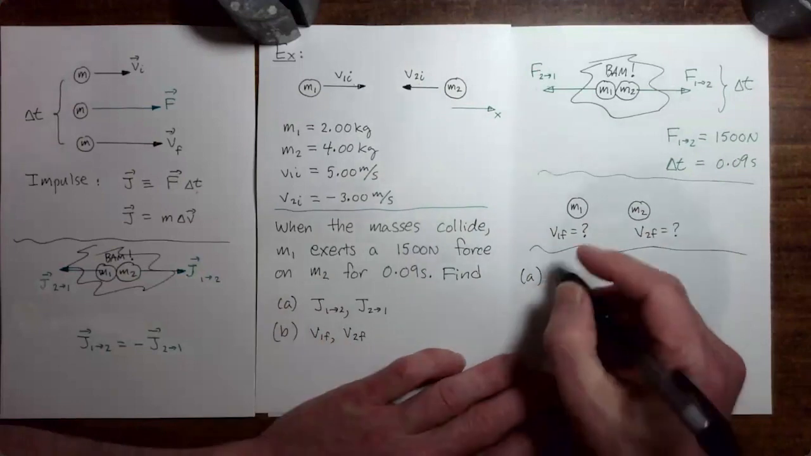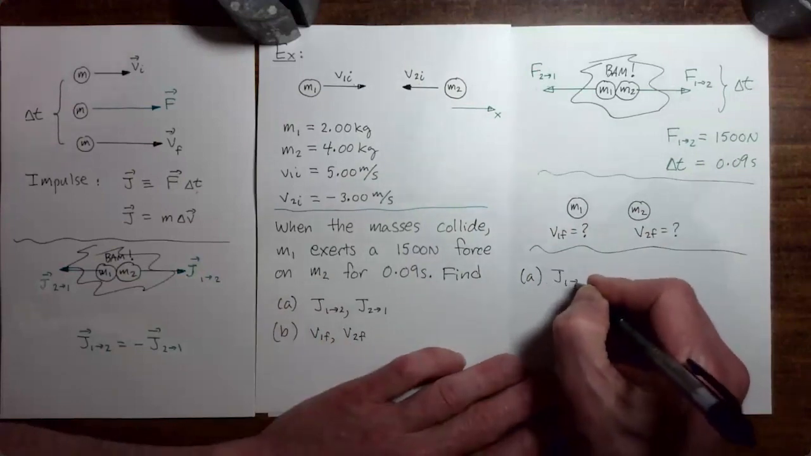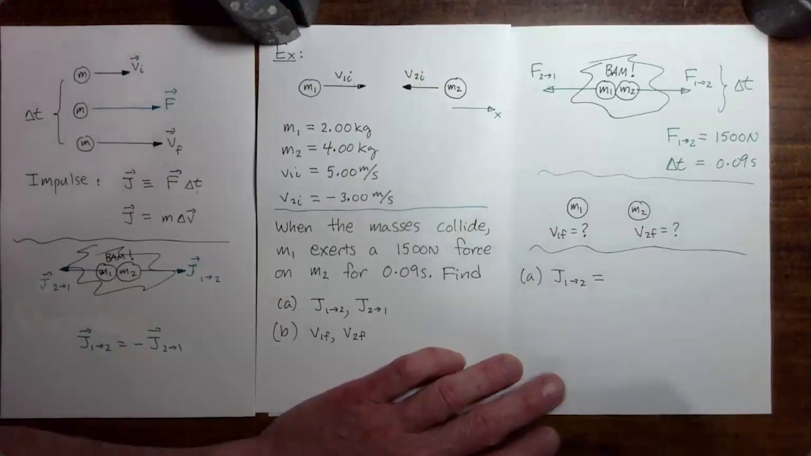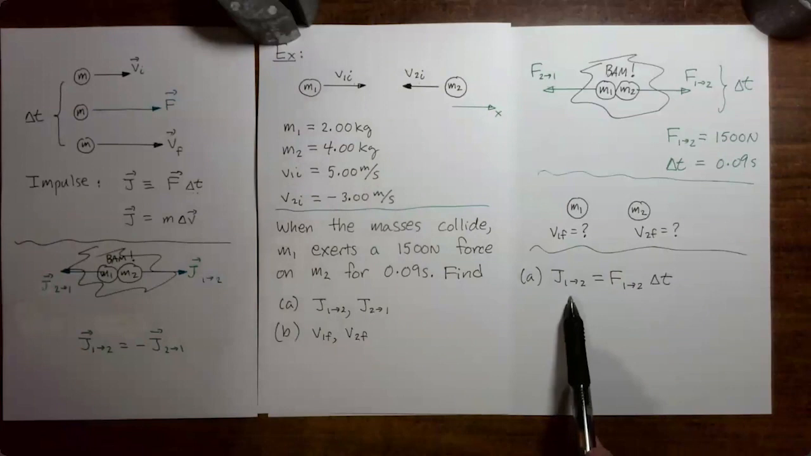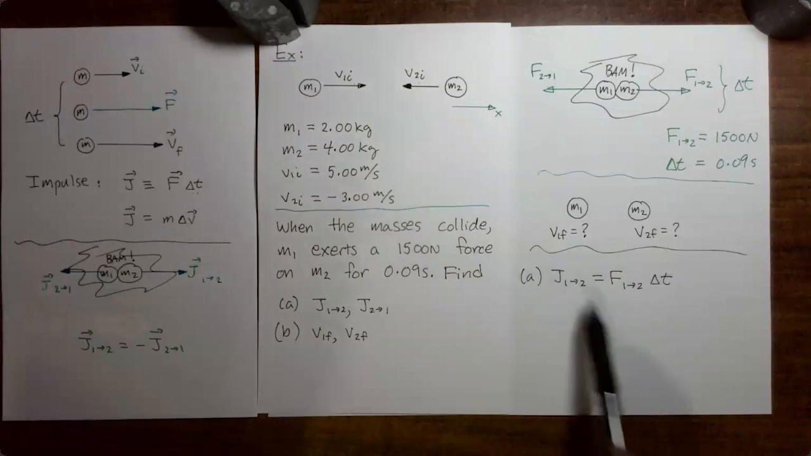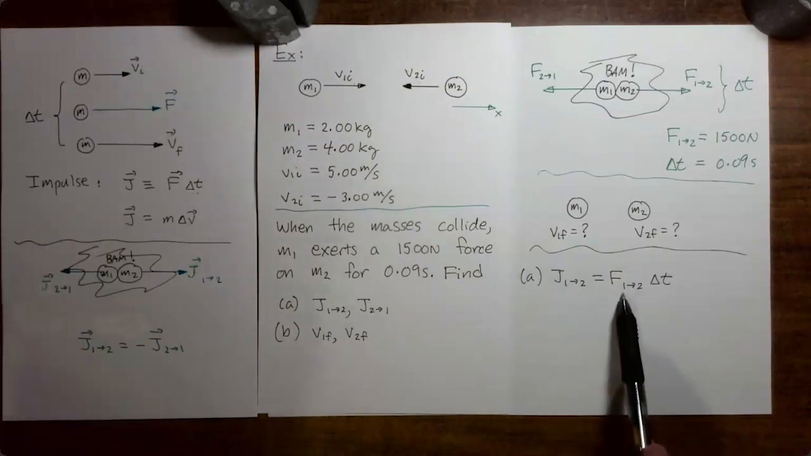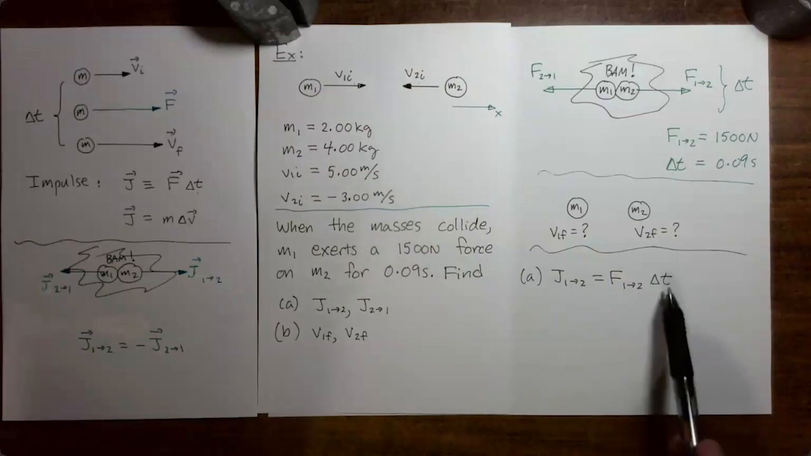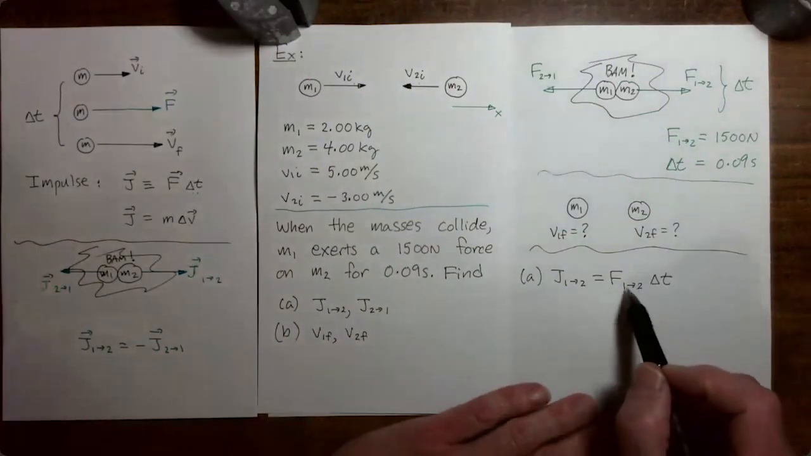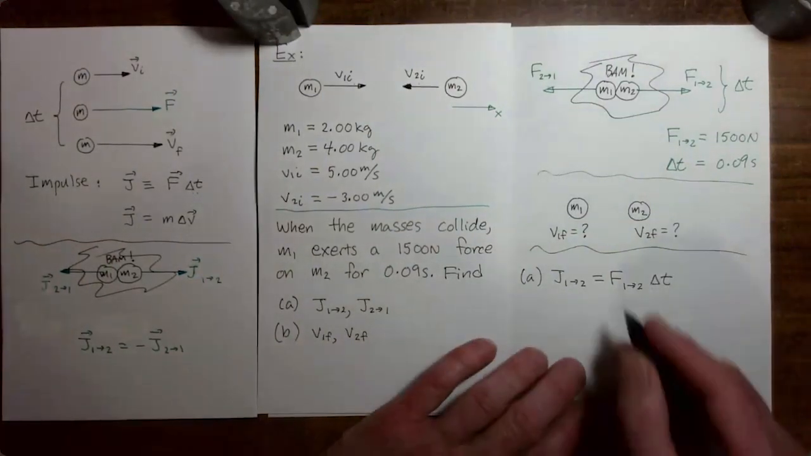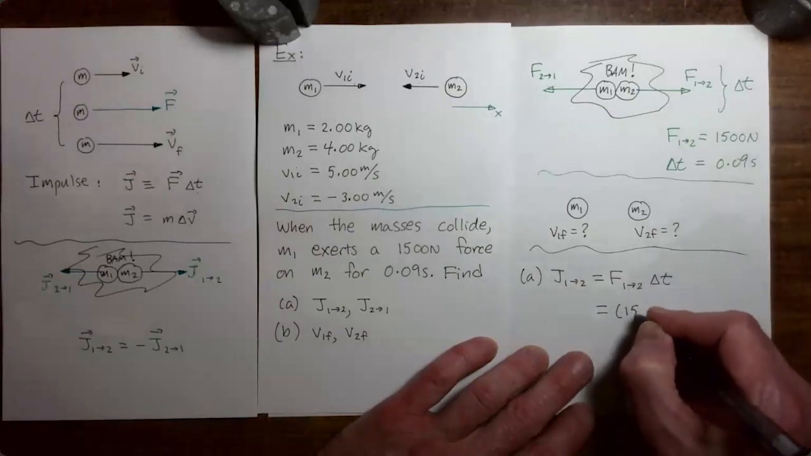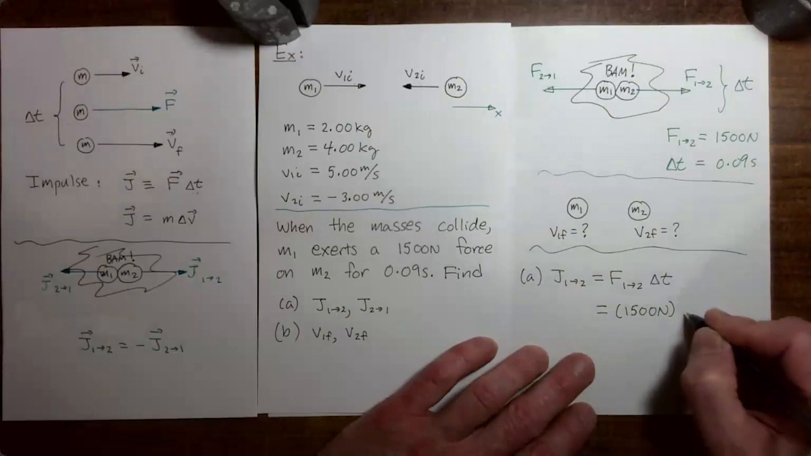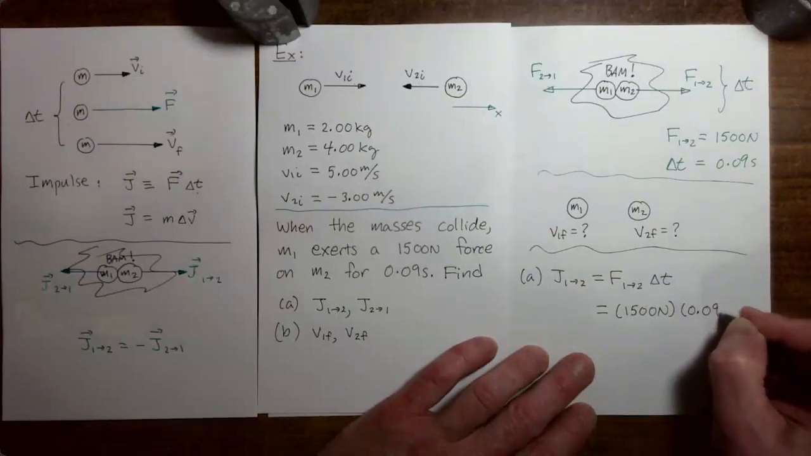So for part A, we want to start by calculating the impulse that mass 1 gives to mass 2. Using the definition of impulse, I'm going to say that the impulse 1 gives to 2 is equal to the force that 1 exerts on 2 multiplied by the time interval for which the force is acting. Now we know both of these quantities over here on the right side of the equation, so let's substitute. So F1 on 2 is 1,500 newtons. The time interval is 0.09 seconds.